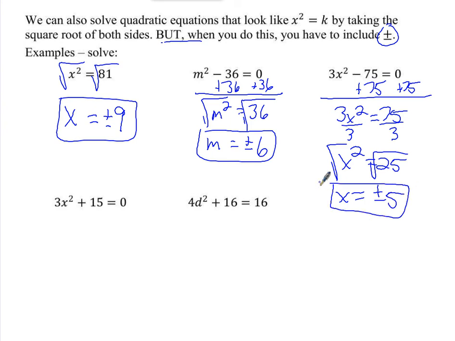By the way, let's check that. So if I take positive 5 and I plug it in, positive 5 squared is 25, times 3 is 75, and then 75 minus 75 is 0. If I take the negative case, then I have negative 5 squared, which is positive 25, times 3 is 75, and then 75 minus 75 is 0. So both of these answers do work. So you do have to find both answers. You've got to say plus or minus.